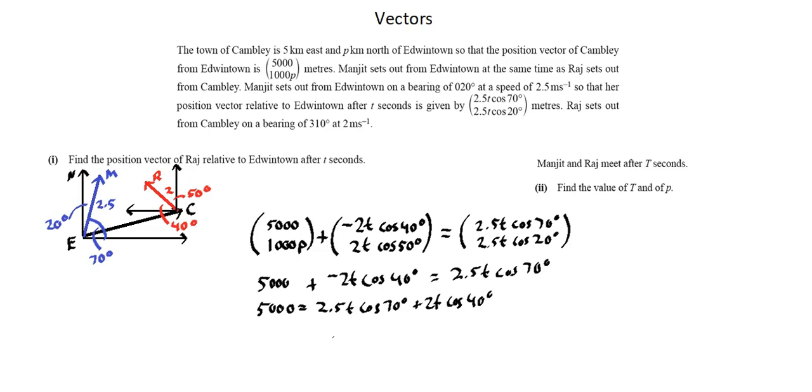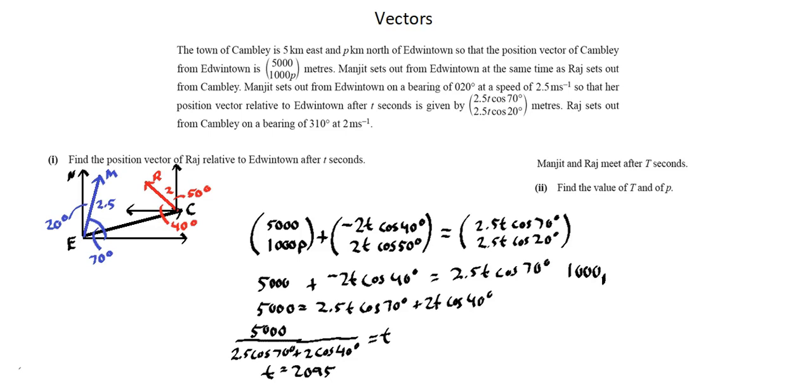We can factor t out of the right side of the equation and then divide both sides by 2.5 cosine 70 degrees plus 2 cosine 40 degrees equals t. T equals 2095. And now we can use the y components of the vectors to solve for p.